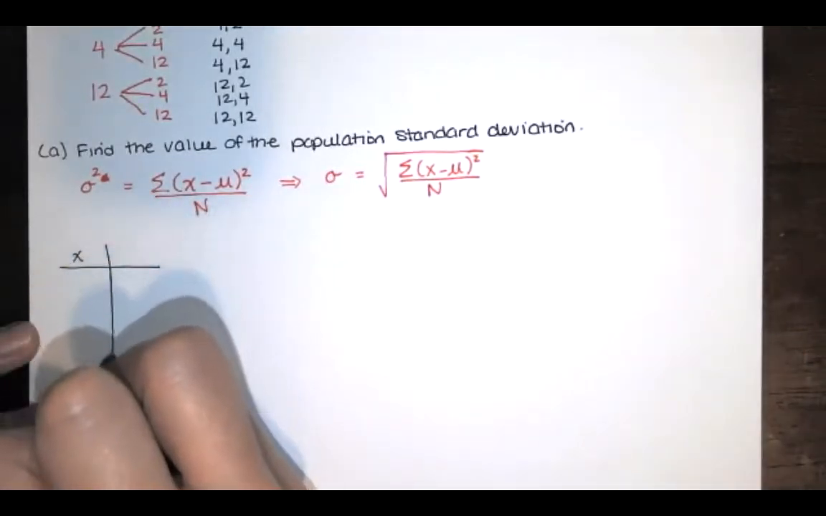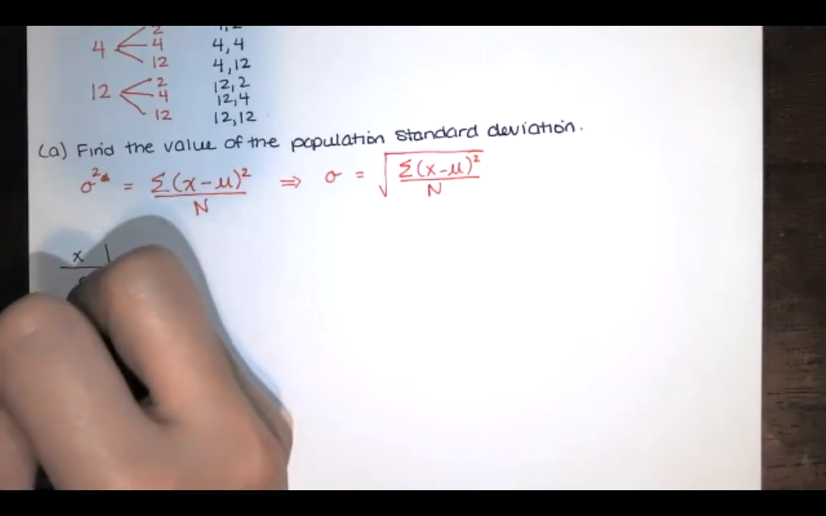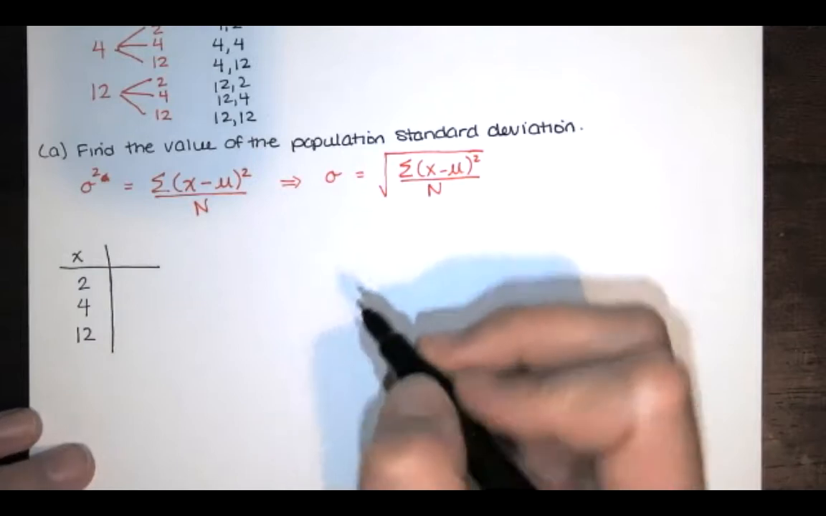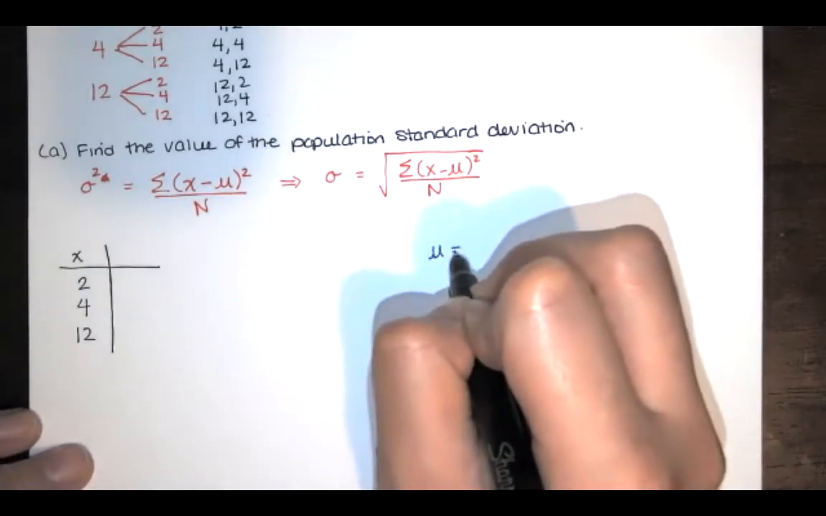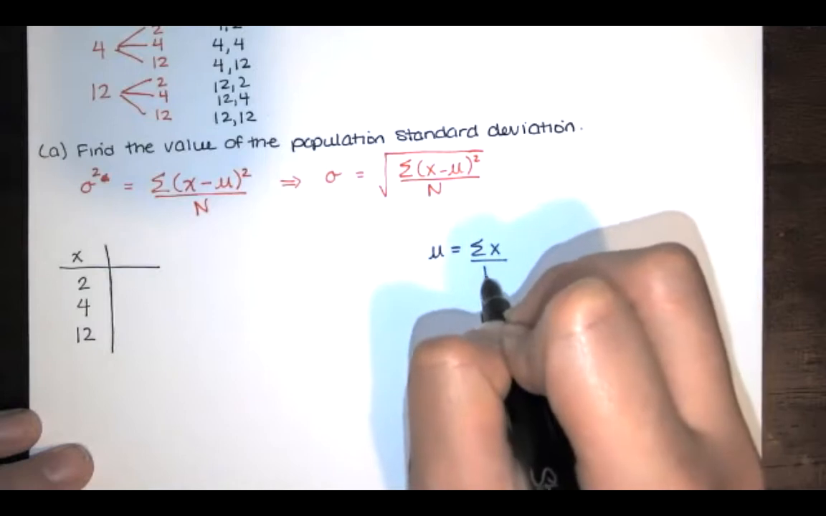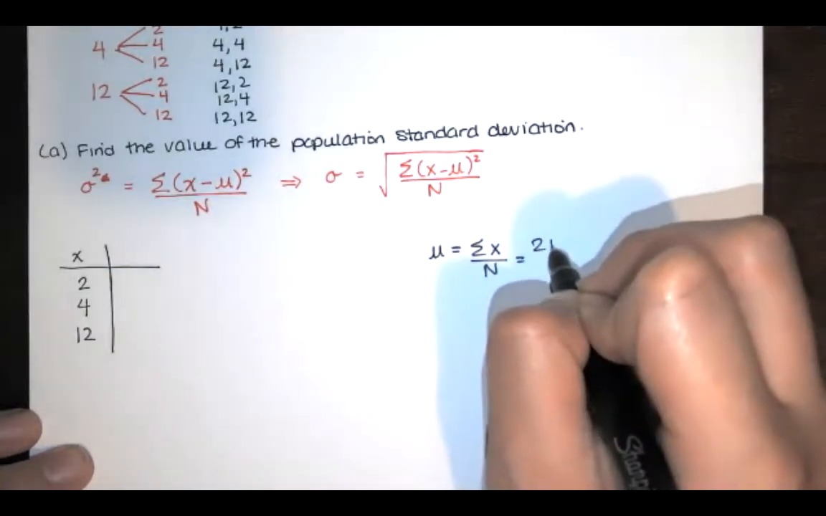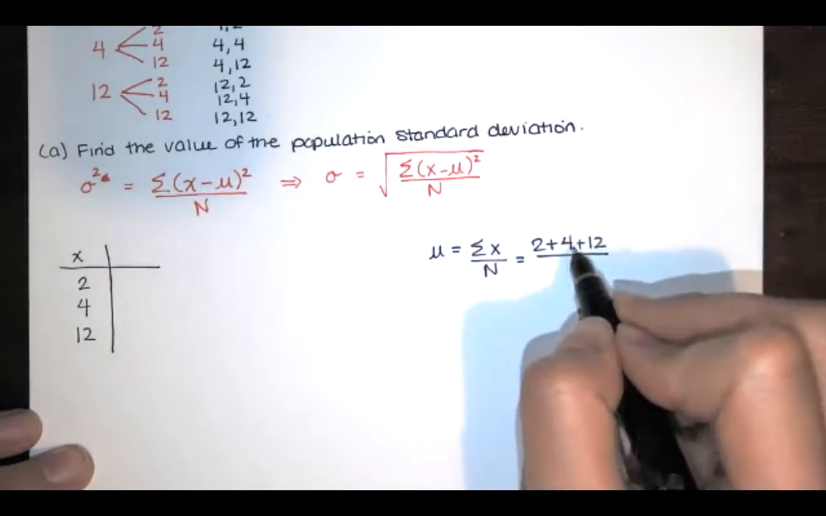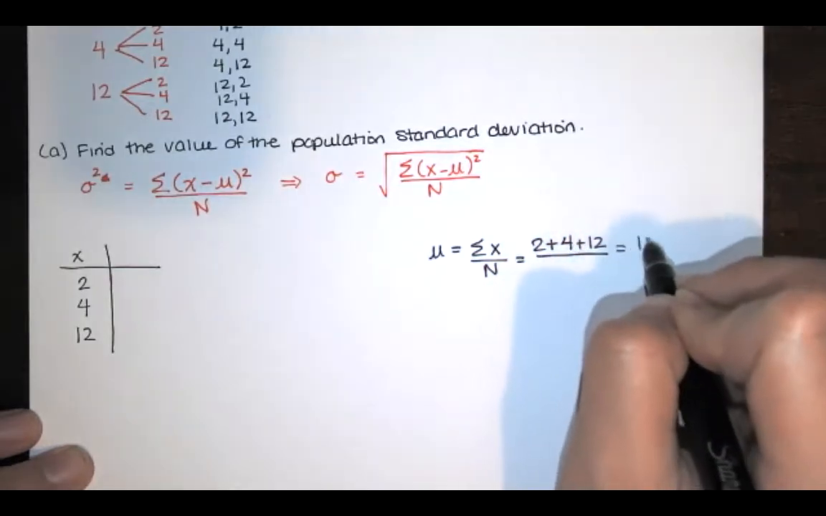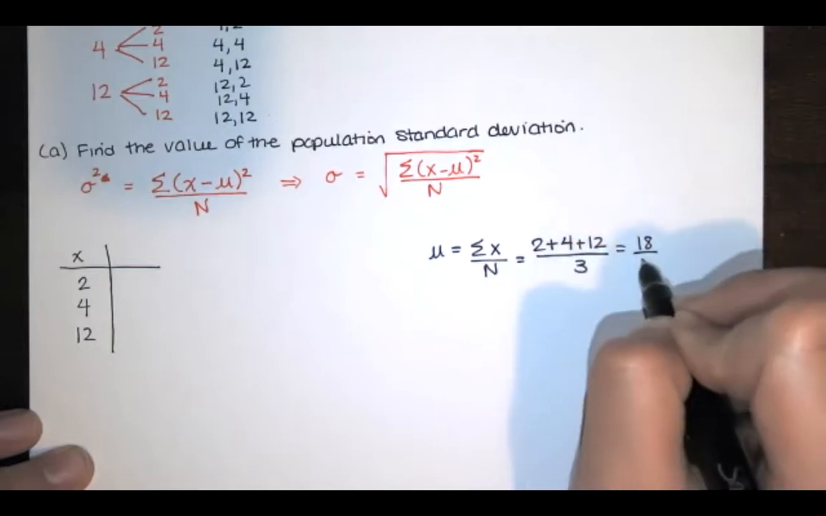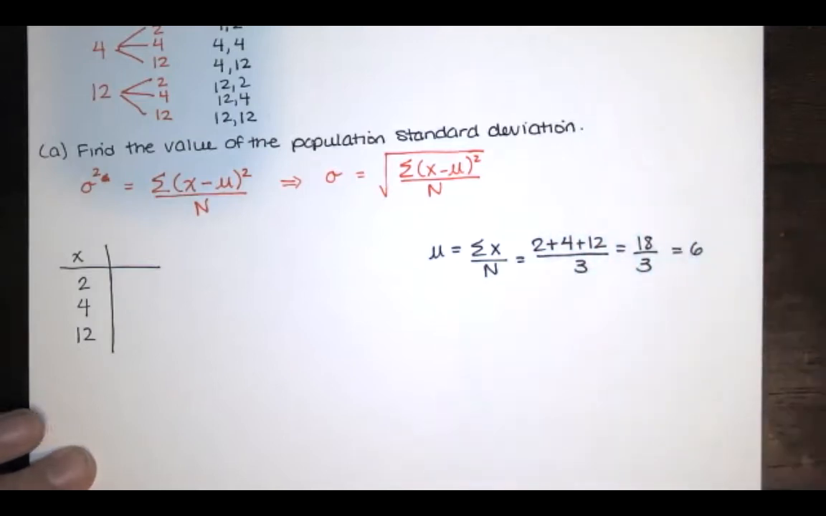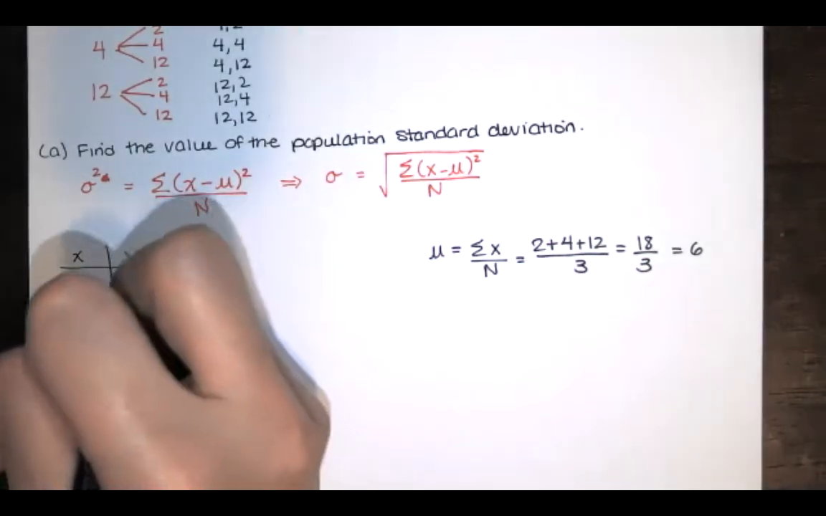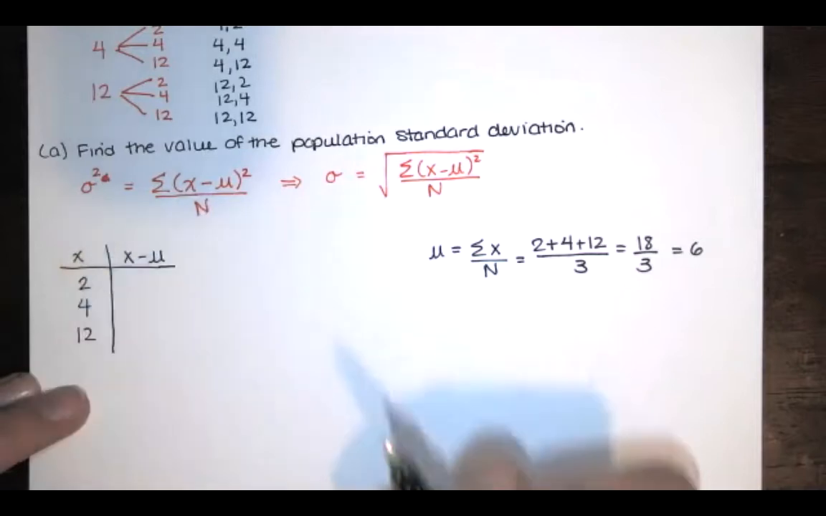So we've got 3 values in our population, 2, 4, and 12. And if I want to find the mean, it's easy enough. The mean is the sum of those x values divided by that population size. So we're doing 2 plus 4 plus 12. So that's 6 plus 12, which is 18, divided by the population size, which is 3. So that's our mean, 6. And we want to take each of those x values and subtract the mean. That's a deviation from the mean.